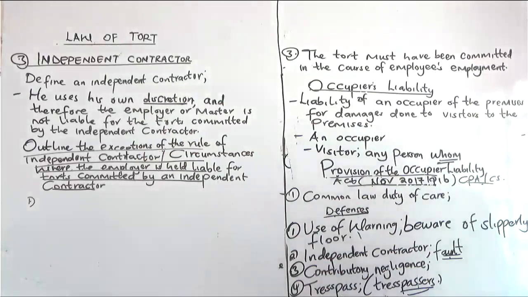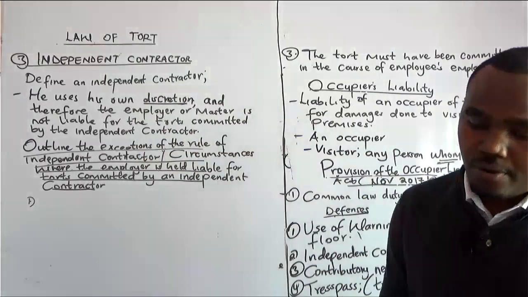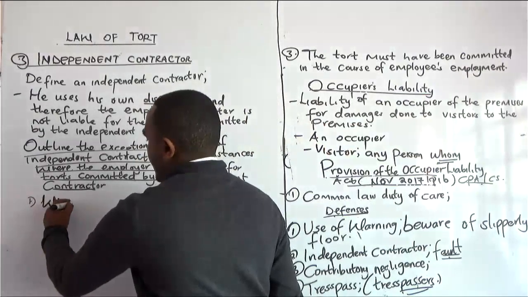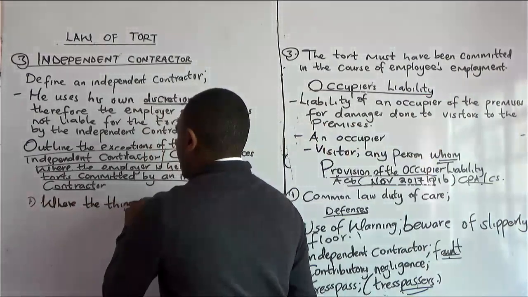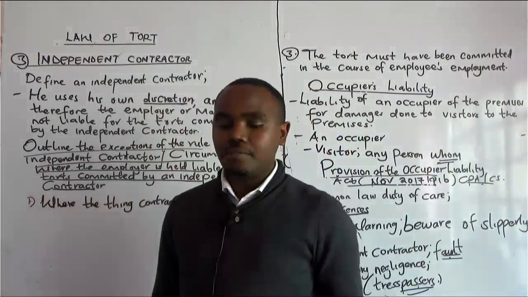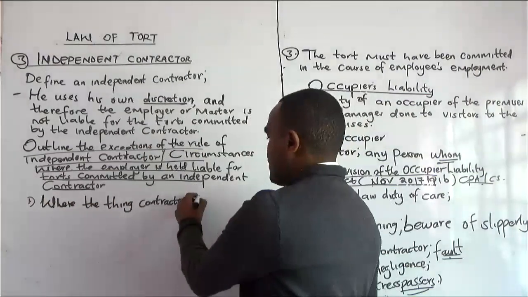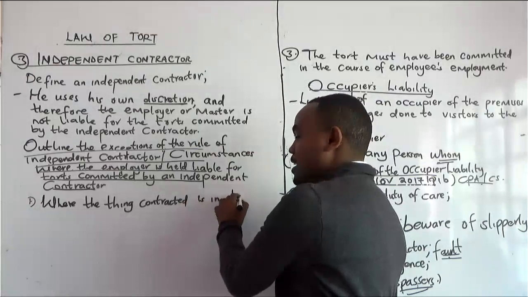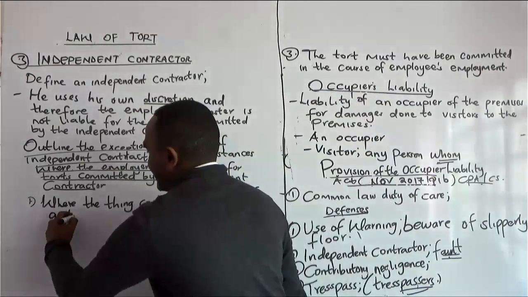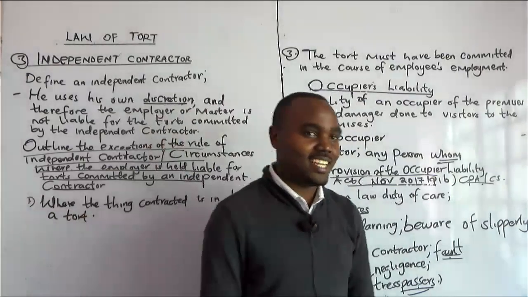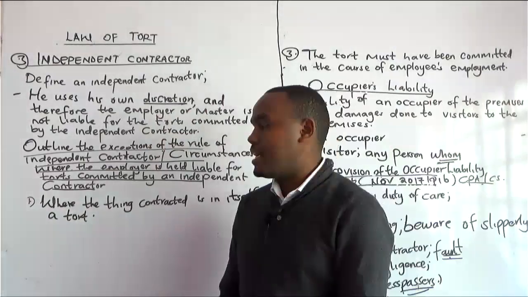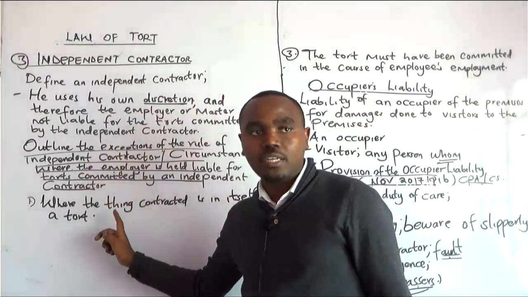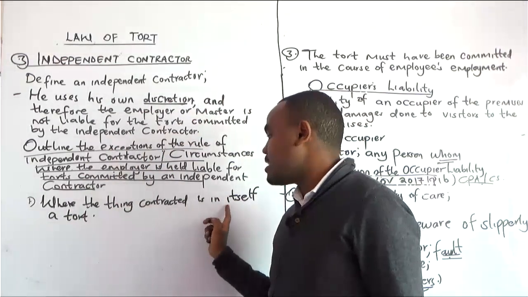The second one, where the thing contracted is in itself a tort. What do you mean by that? That even the contract that we have entered, or this activity that the independent contractor is achieving, is a civil wrong. That is what you're saying, when the thing contracted is in itself a tort.